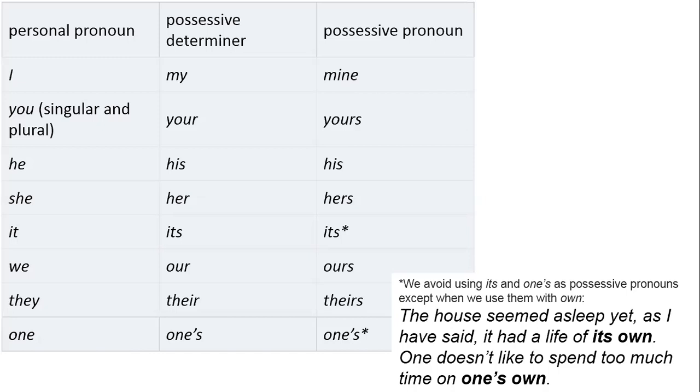The house seemed asleep, yet, as I have said, it had a life of its own. So "it" here referred to what? Referred to the house.